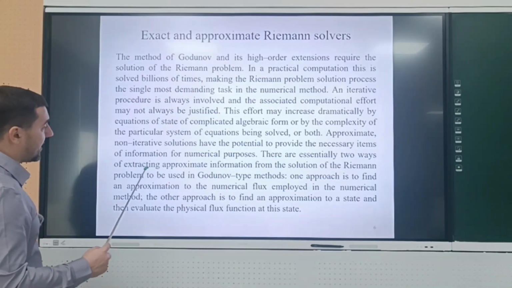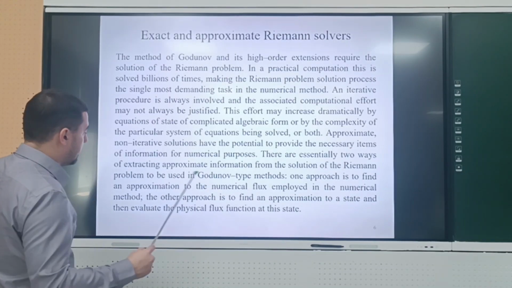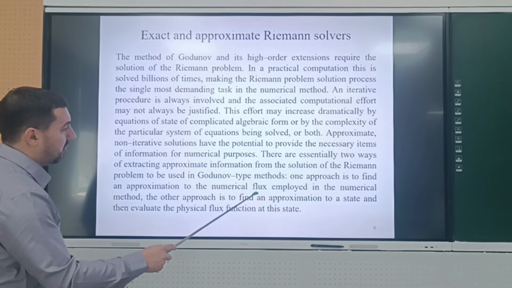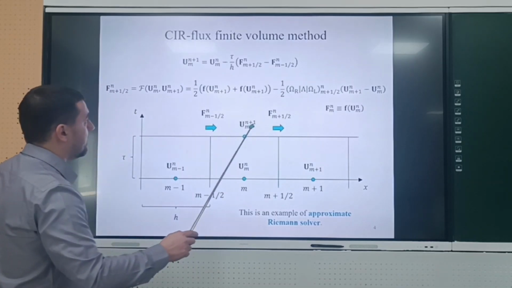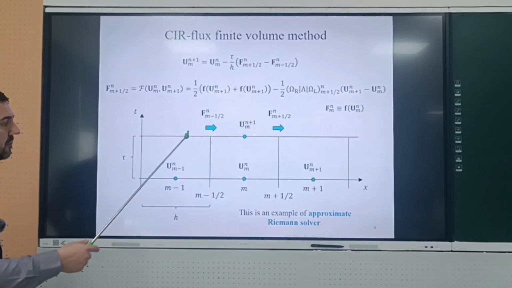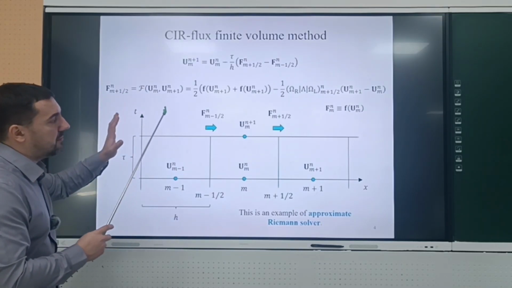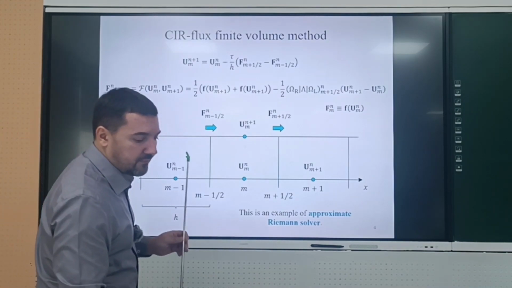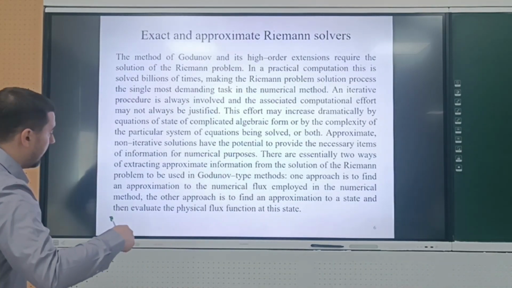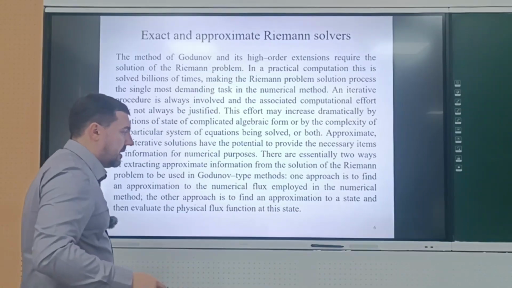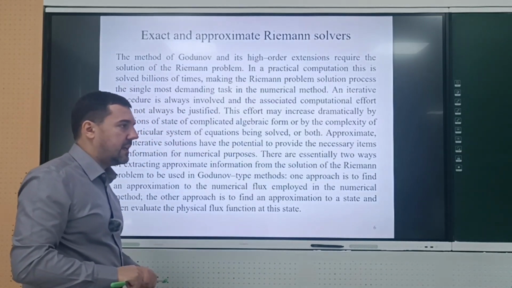There are essentially two ways of extracting approximate information from the solution of the Riemann problem to be used in Godunov-type methods. One approach is to find an approximation to the numerical flux employed in the numerical method. This is the approach corresponding to the Courant-Isaacson-Rees numerical method. We don't build these states and so on. We just provide the numerical flux as it is. And the second approach is to find an approximation to a state and then evaluate the physical flux function at this state. So these are just different strategies for how to build approximate Riemann solvers.